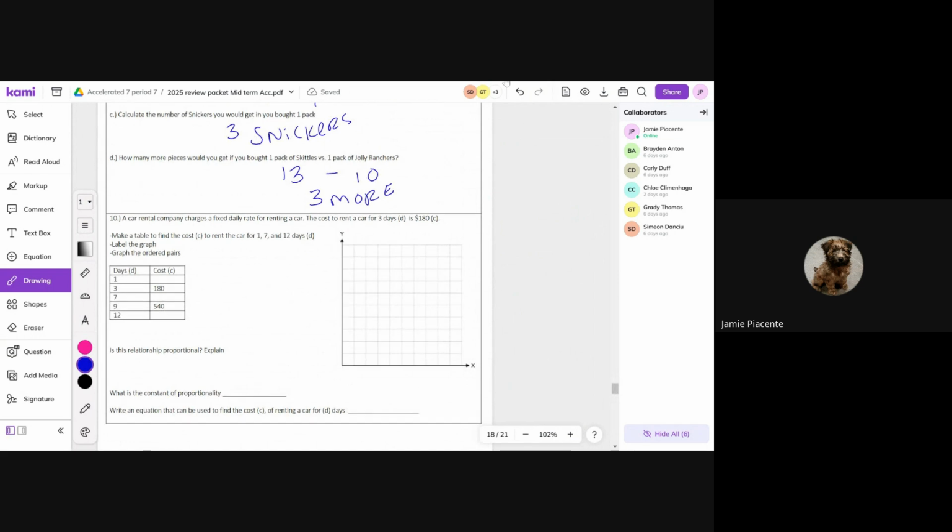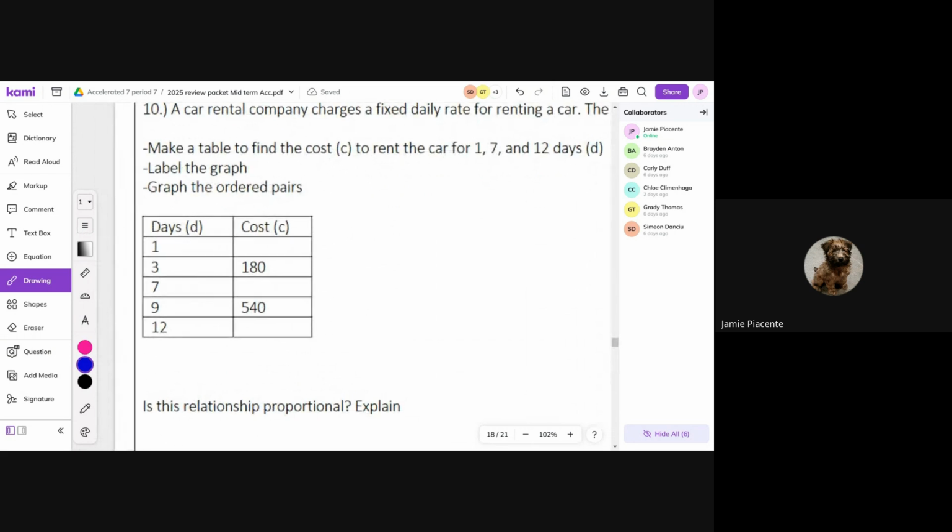Perfect. Okay. So our last question says a car rental company charges a fixed daily rate for renting a car. The cost for renting a car for 3 days is $180. We need to make a table, fill that in, label the graph the ordered pairs, determine if it's proportional, label the constant of proportionality, and write an equation. The equation also has to go on the line. All right. So let's zoom in here.